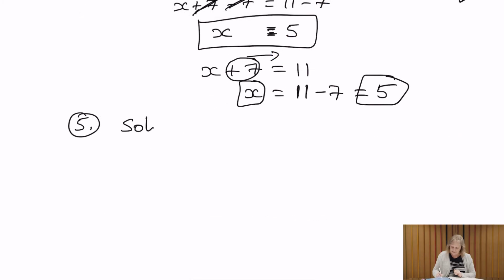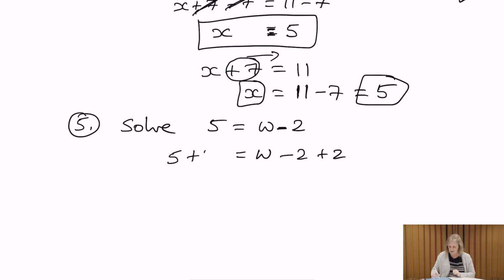Okay, if we have a look at this equation, solve 5 is equal to w subtract 2. We can see that w must be 7. 7 subtract 2 gives us 5. But using the rules of algebra, we want to isolate w. So we're just going to leave it on the right-hand side where it is here. And we can see that we're subtracting 2 from that. So if we do the reverse of subtracting 2, we add 2. We've got 5 on this side, but we need to balance it, so we've got to add 2.